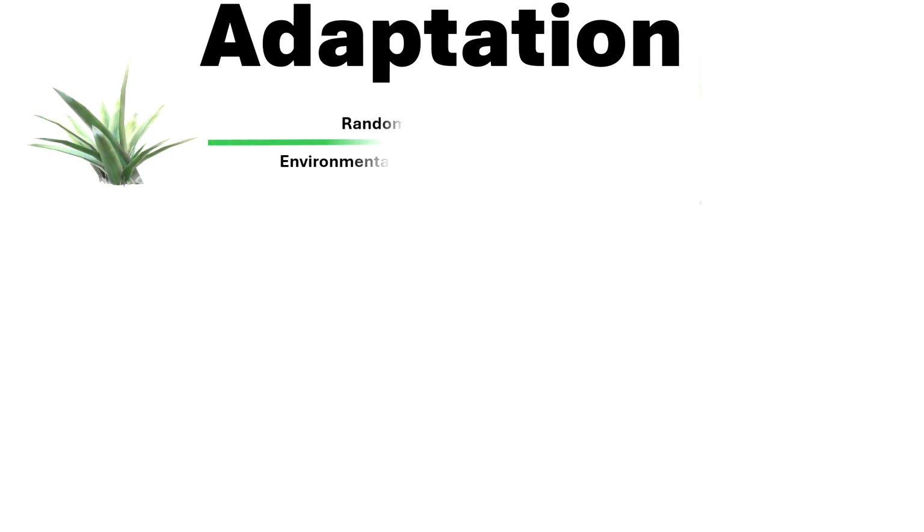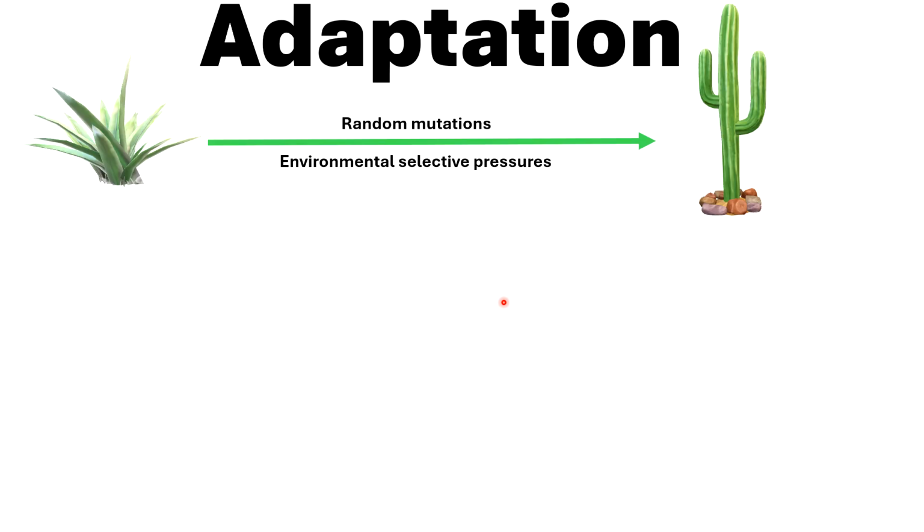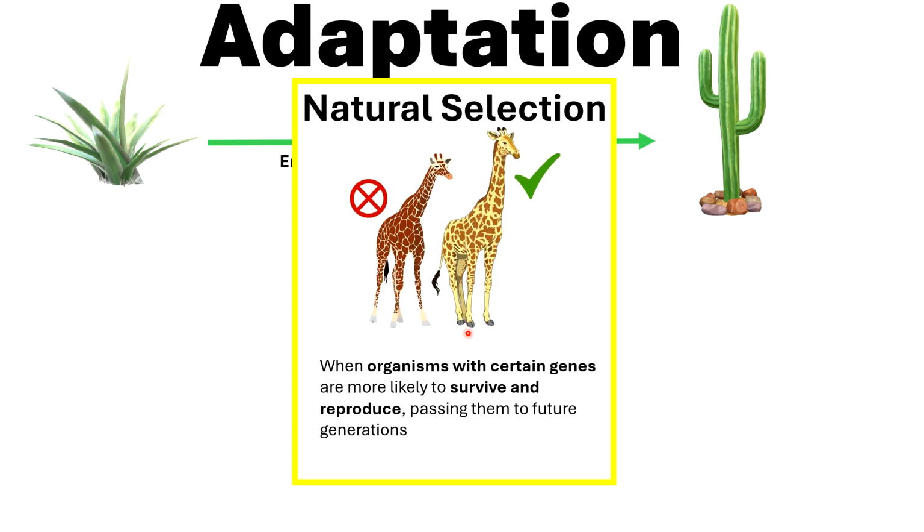So adaptation, we know what it is, but how does it actually happen? So there are various different reasons for this. We have random mutations and mostly environmental selective pressures. Okay, so certain conditions in the environment are going to cause natural selection, which is when organisms with certain genes are more likely to survive and reproduce. So for example, the giraffes with longer necks are more likely to survive than the giraffes with shorter necks because they can reach the higher branches in the trees and their leaves, and hence they will pass on their genes to the future generations.